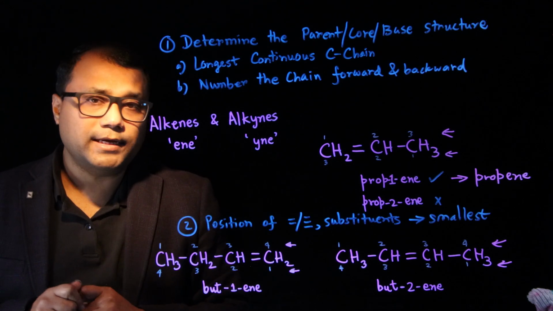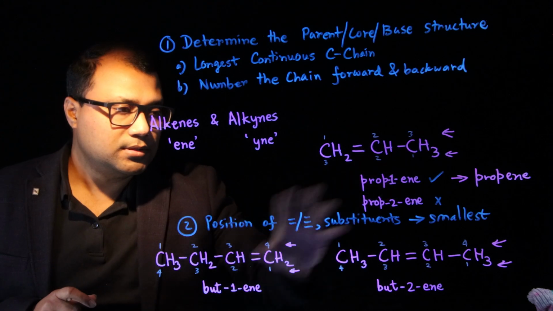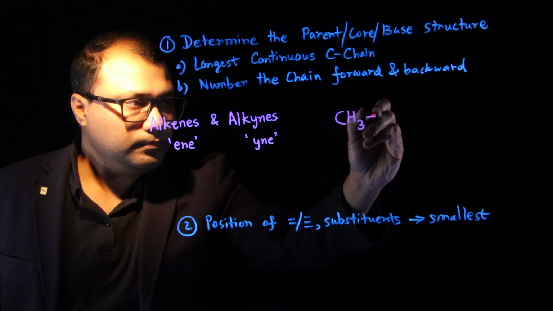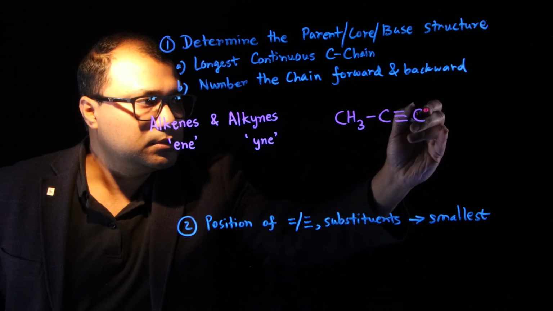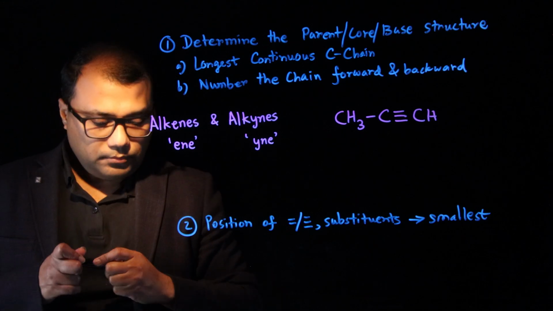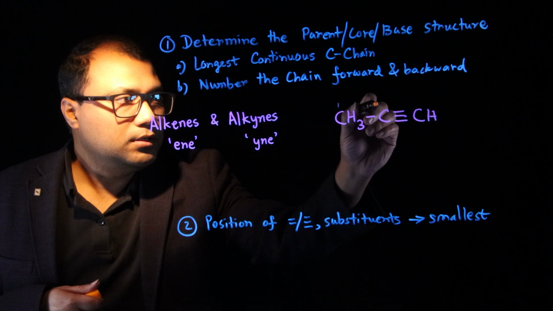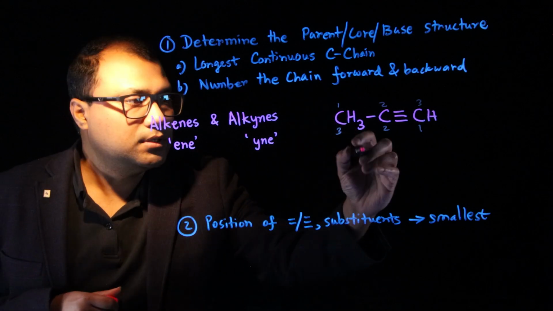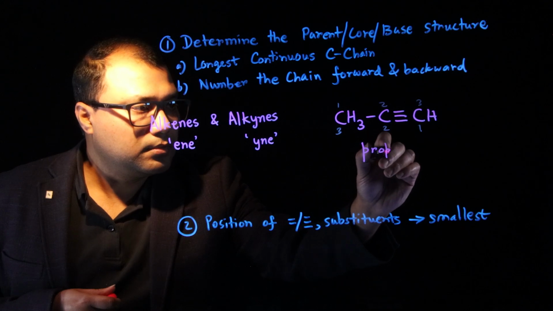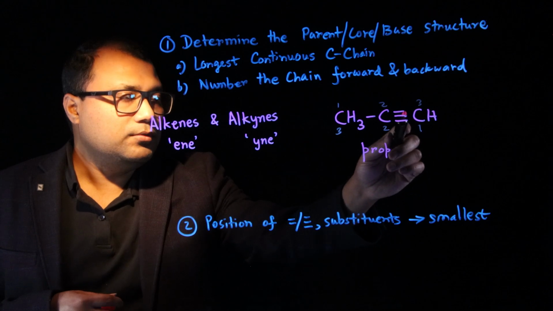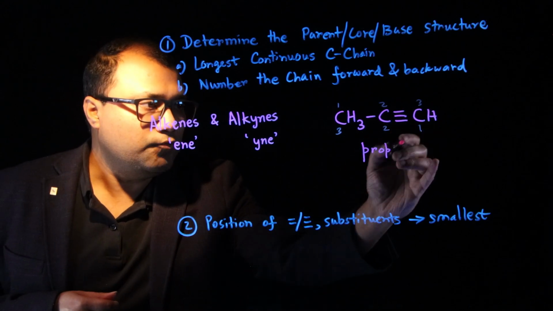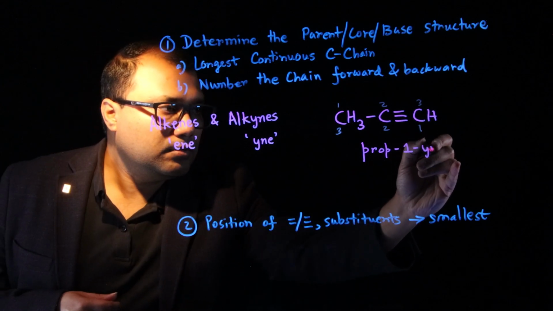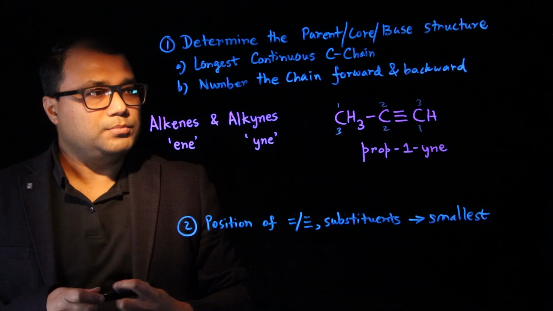Let's also take an example with an alkyne. I will erase some of these and take an example of an alkyne. Next, let's look at this compound, CH3C triple bond CH. If we number this 1, 2, 3, and 1, 2, 3, there are three carbon atoms, so it has to be "prop". The lowest number where the triple bond is positioned is 1, so prop-1. And since there's a triple bond, it's "yne". Prop-1-yne is the correct name of this particular compound.